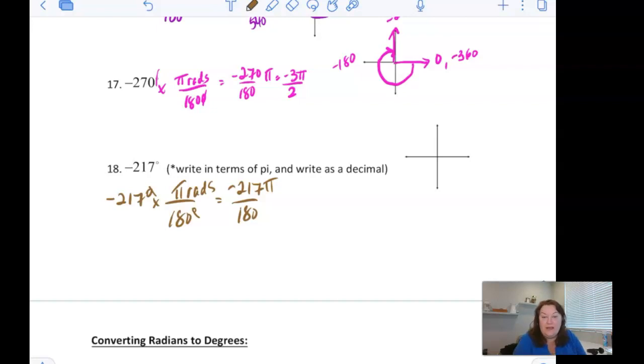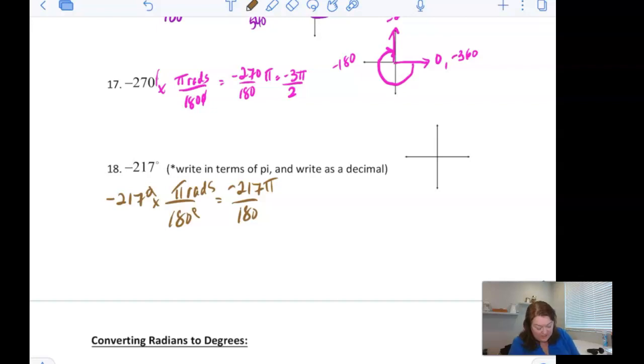So what do they have in common? Doesn't look like they have anything in common, right? They're not both divisible by 2. On top is not divisible by 3. It's not divisible by 5, right? So that's why they're saying just write it in terms of pi.